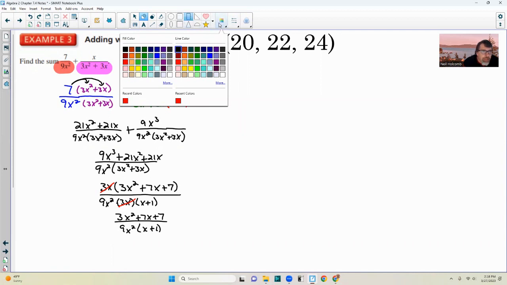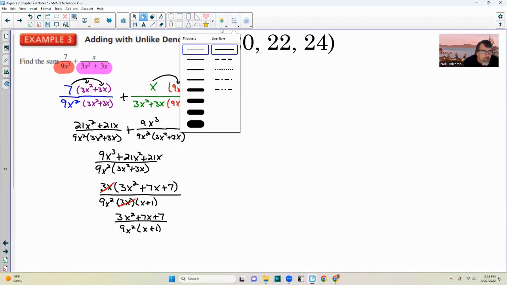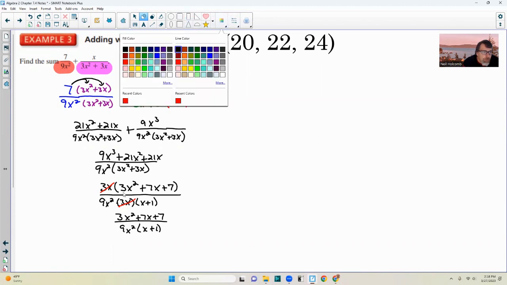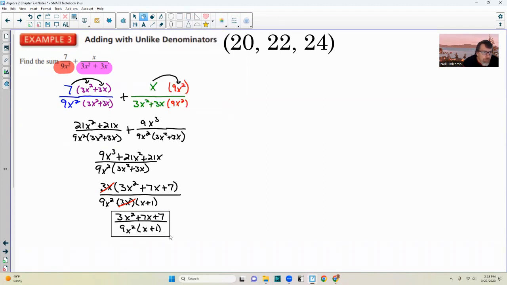Let me try that again. Okay, so there's our answer. 3x squared plus 7x plus 7 divided by 9x squared times the quantity x plus 1. Okay, so that's how you add fractions with unlike denominators. Now you should probably be able to do 20, 22, and 24 in your exercises.